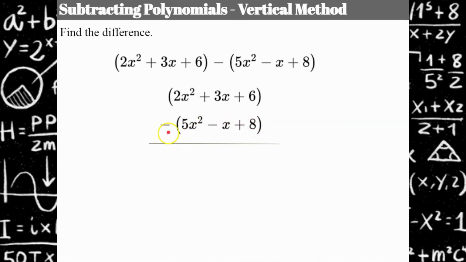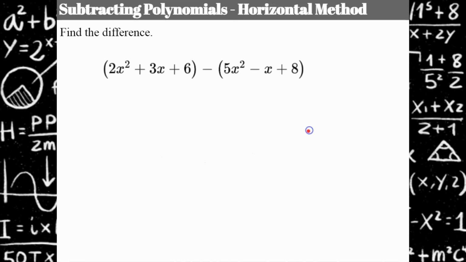So when we subtract, we're going to do subtract, subtract, subtract, which hopefully you've had a teacher explain to you means opposite, opposite, opposite. So subtract 5x squared. When I go to subtract negative x, I end up adding it. Subtract negative x is adding positive x. And subtract 8. So 2x squared minus 5x squared is negative 3x squared. 3x plus x is 4x. And 6 subtract 8 is negative 2.